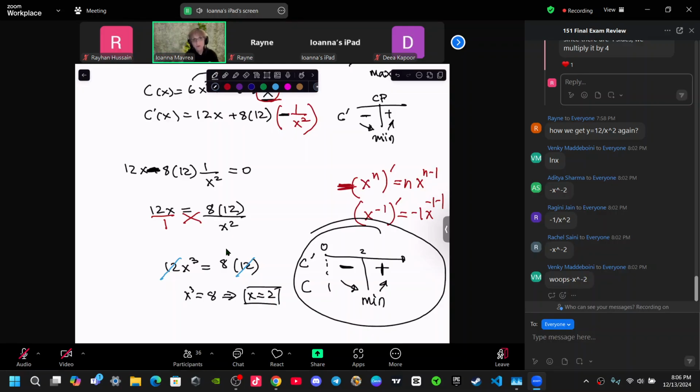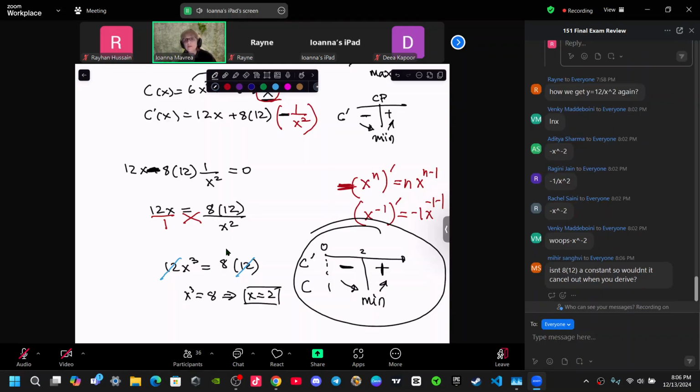To prove to someone that when you say x equal 2 is the one that will give you a minimum cost, you know that that's a minimum, not a maximum, because you've done this little table on the side that shows that this is a minimum.